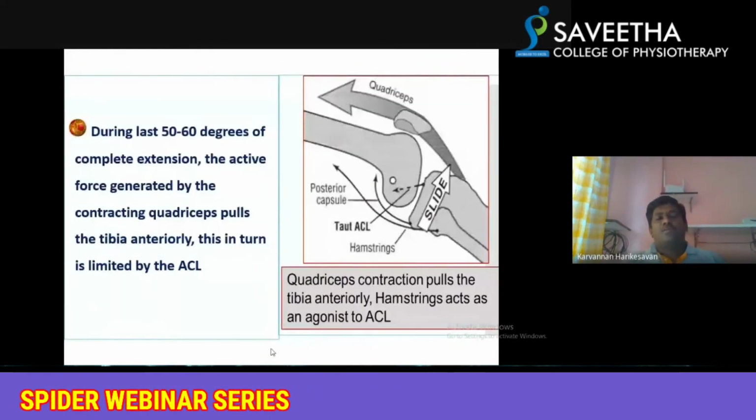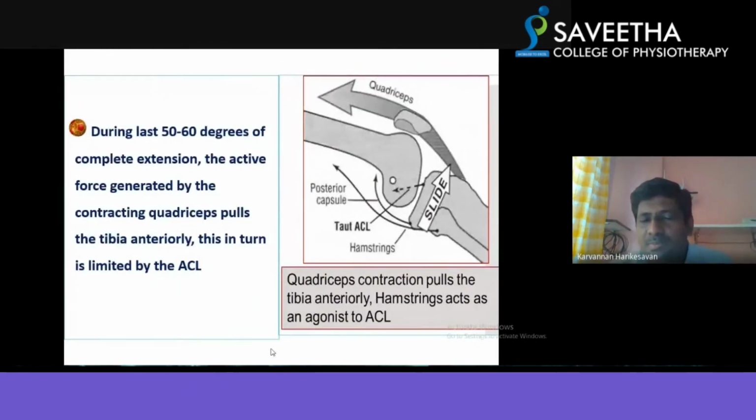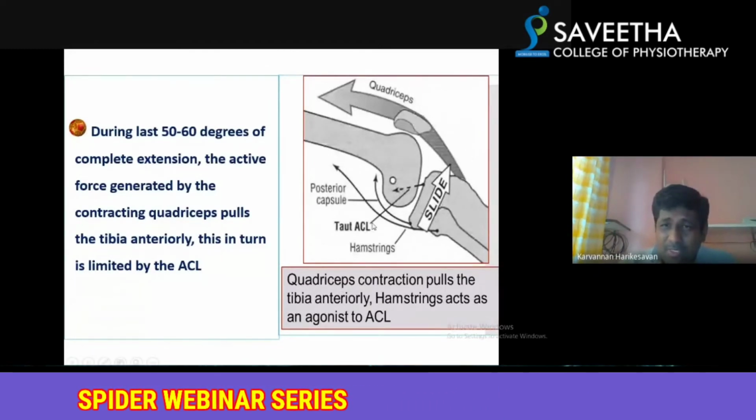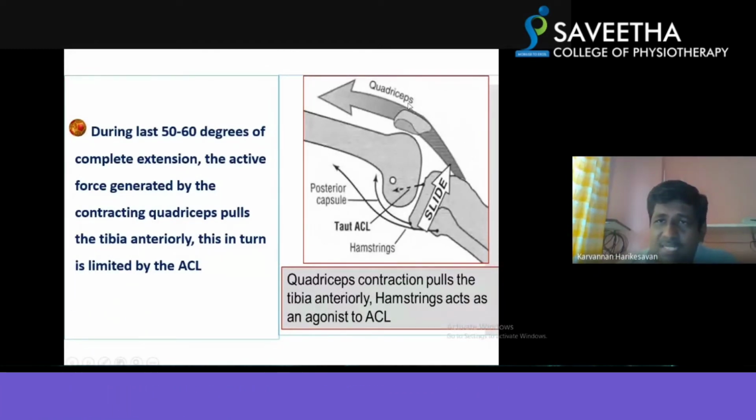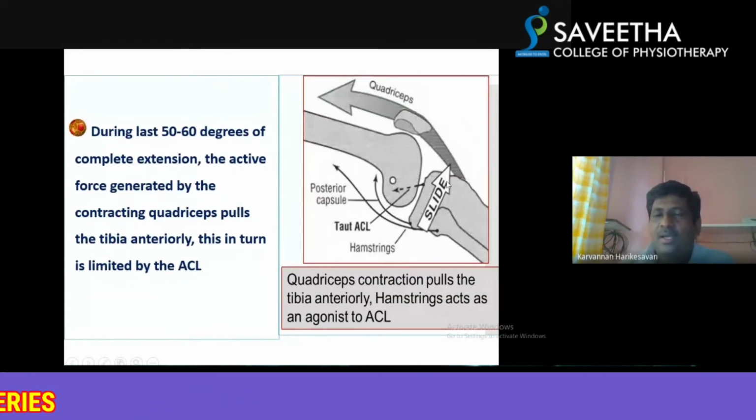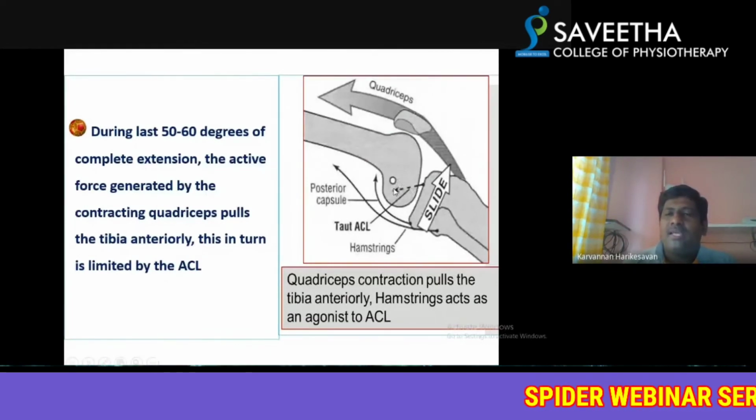Next, we come to the quadriceps. Why is the quadriceps important when we talk about the ACL? The quadriceps will contract and try to pull the tibia more anteriorly as it goes into terminal extension. You can see the picture. When the quadriceps pull becomes greater, it gives excessive anterior translation to the tibia in relation to the femur. That is mainly prevented by the ACL.